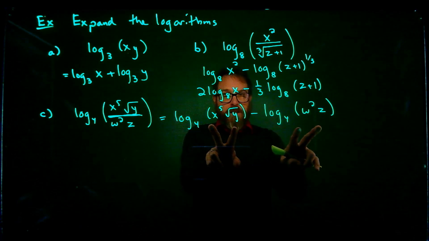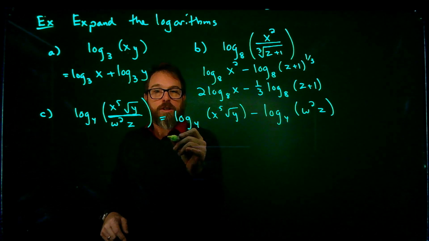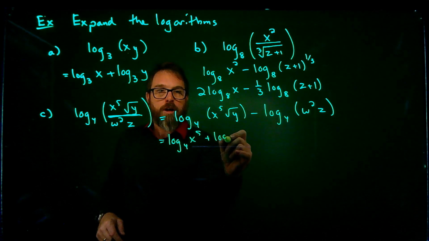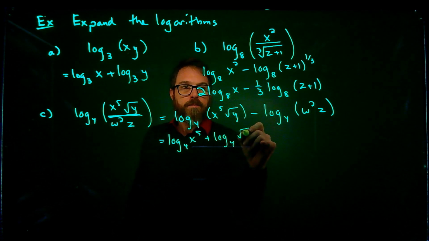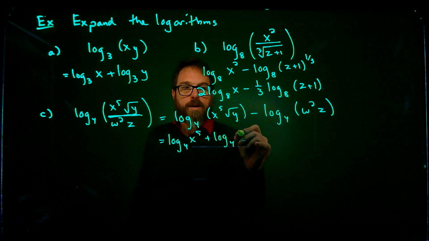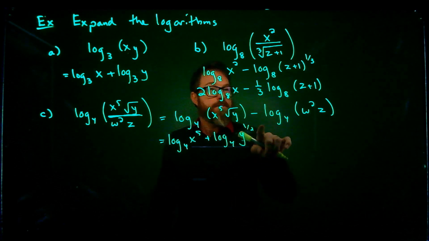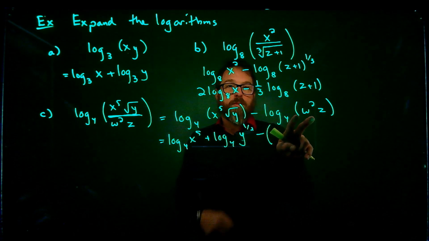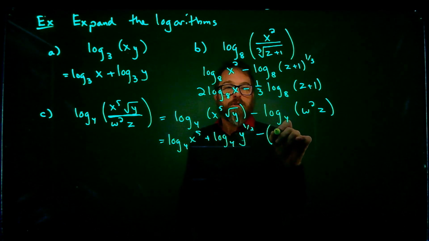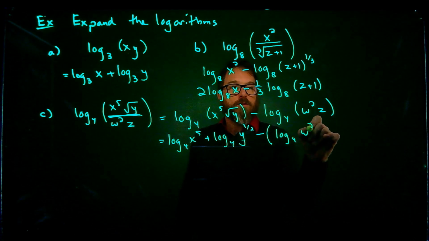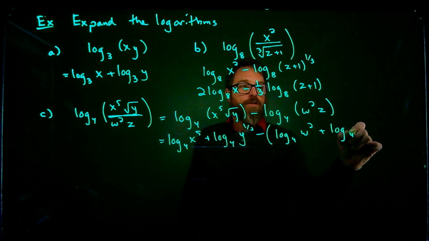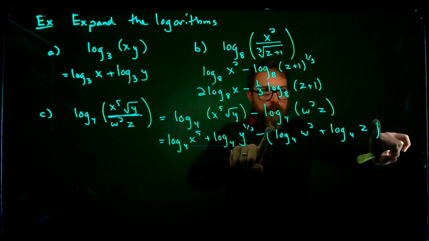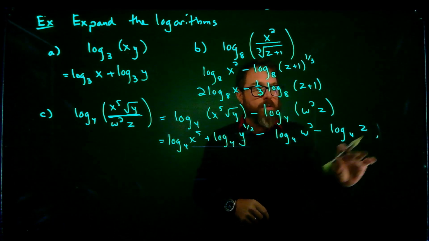Now I can handle each one of these pieces separately, so this multiplication is going to turn into addition. So this is the log base 4 of the first factor plus the log base 4 of the second factor. Let's write this as a y to the 1/2. Now remember, I have minus this, so I'm going to put this in parentheses, because even though this turns into a product, this is going to be the opposite of whatever I get here. So this is going to be the log base 4 of w squared plus the log base 4 of z.